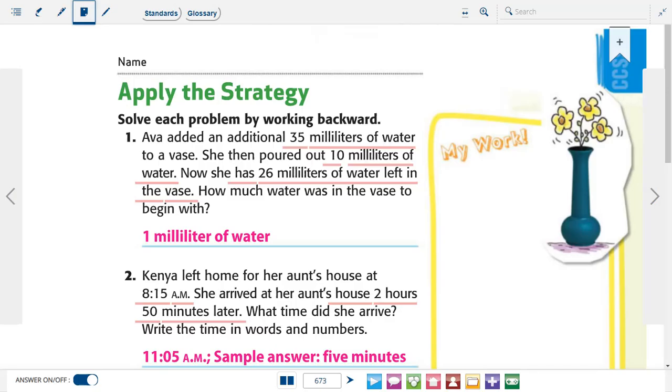Now we're going to solve the problems in page 673, 674. Apply the strategy and review the strategy. Let's start page 673 first.